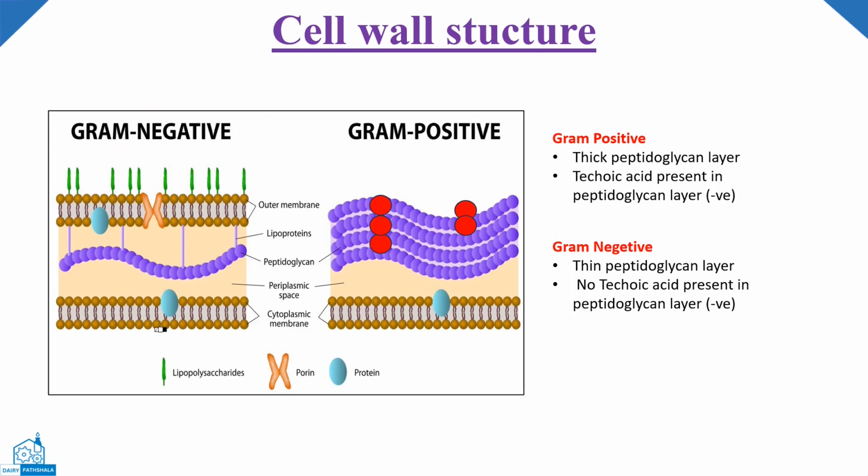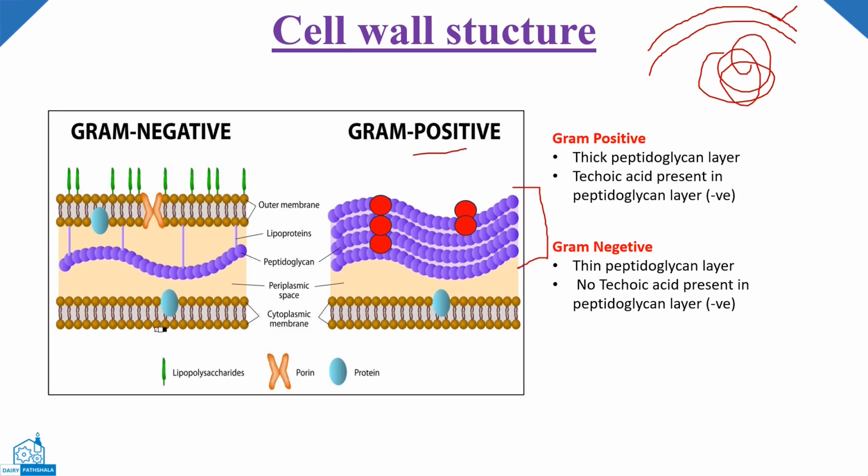Now see, before any procedure and mechanism, you should know the cell structure, especially the cell wall structure. Every bacteria has an outer layer, that is the cell wall, then the cell membrane, then inside they have cytoplasm, right? So this is the cell wall. In gram positive organisms, the cell wall has a peptidoglycan layer, and this peptidoglycan is very thick. But for gram negative, the peptidoglycan is very thin.